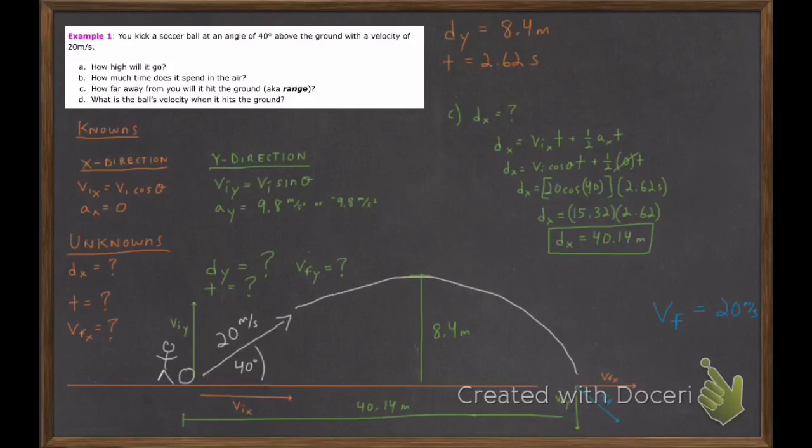But what did you see change? Look at the snapshot of the beginning. We see the VIX going towards the right. It's the same as the VFX going to the right. But the VIY is going up, and the VFY is going down. And because it's going down, the resultant went from up to now down. So the magnitude stays the same, but the direction changes. Therefore, our final velocity is negative 20 meters per second.